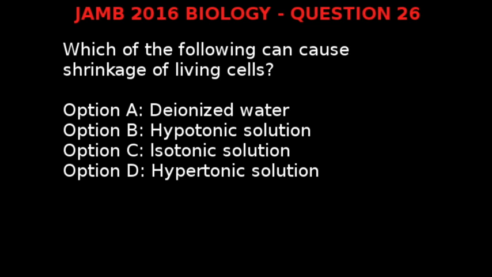JAMB 2016 Biology Question 26. Which of the following can cause shrinkage of living cells? Option A, deionized water. Option B, hypotonic solution. Option C, isotonic solution. Option D, hypertonic solution. Our correct answer here is option D, hypertonic solution.